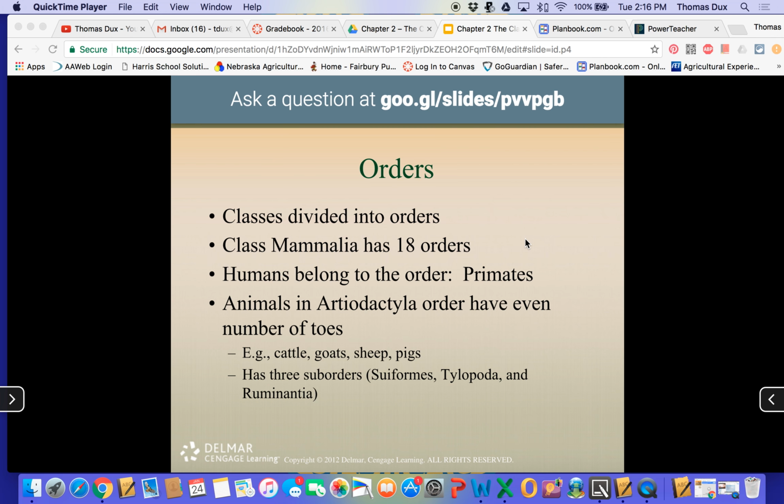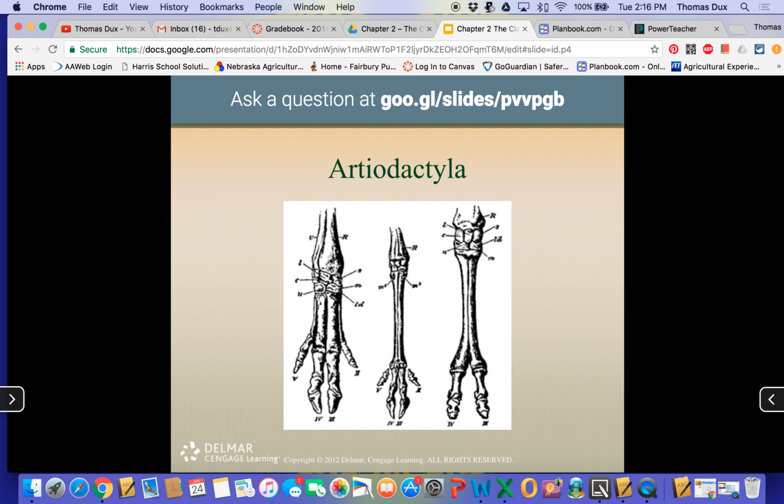After we break it down from orders, we can then go to the Artiodactyla, which are the pigs, the sheep, and all that, but then there are the suborders that go down. The Artiodactyla have an even number of toes on each side. So they have 4, 4, and 2.